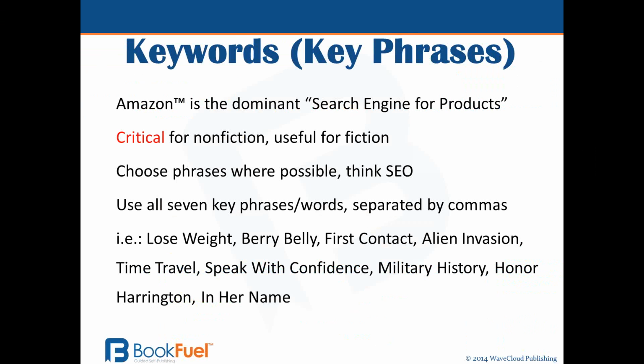And I don't mean in the text, although Amazon could be indexing these, we don't know. But what we do know is that your book clearly has words in its title and in its subtitle. When you upload your metadata, you have to pick 7 key phrases or keywords. You separate each one of the 7 by commas. For example, lose weight, time travel, speak with confidence, military history, the name of a character, Honor Harrington, or the title of a book in her name. Those are all unique key phrases that would help people find my book.